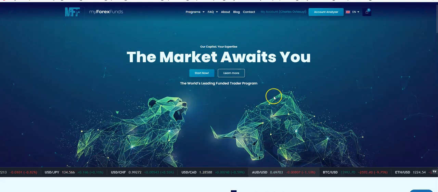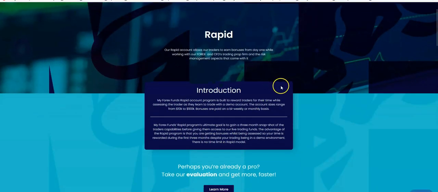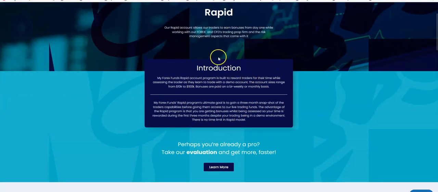You click on it. The rapid one is designed only for those who are beginners in trading. And you can only earn a little. So what you do is, if you afford this account, they will allow you to trade, and then you will earn bonuses from your trading while you are working on improving your trading skills, while you are working on improving your risk management. That is what this is for.